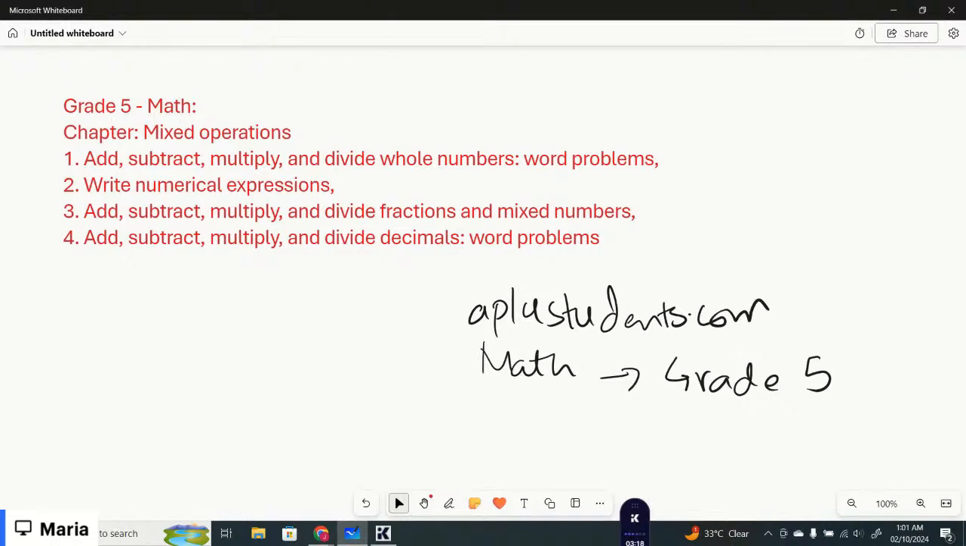The lessons we're going to cover today are: add, subtract, multiply, and divide whole numbers, word problems; write numerical expressions; add, subtract, multiply, and divide fractions and mixed numbers; add, subtract, multiply, and divide decimals, word problems. Please make sure you have your notebook and pencil so that you can note down the important examples and definitions as well.